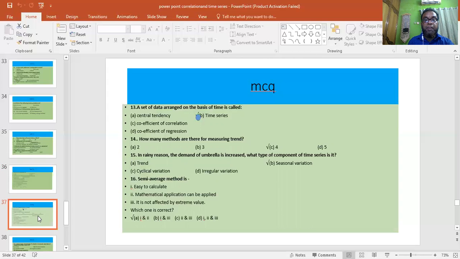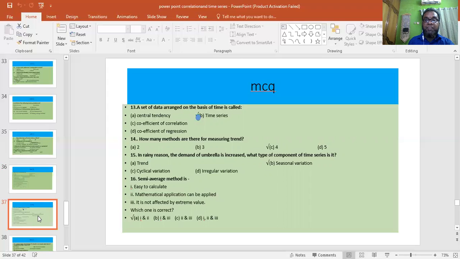How many methods are there for measuring trend? There are 4 methods. What are these? Freehand method or graphical method, semi-average method. Number 3, moving average method. Number 4, least square method.